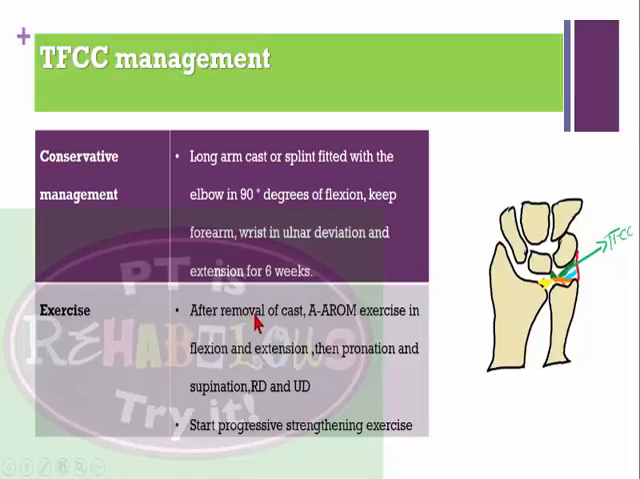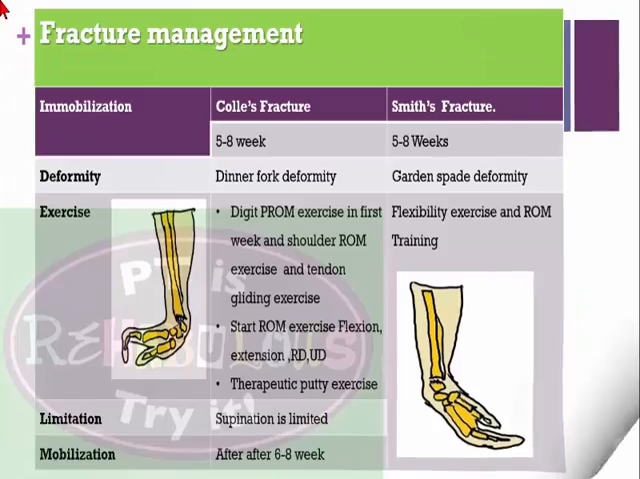After removal of the cast, we can start active assisted range of motion exercise, especially in flexion, extension. Then we have to progress to pronation, supination, radial deviation and ulnar deviation. Then we can progress to strengthening exercise.